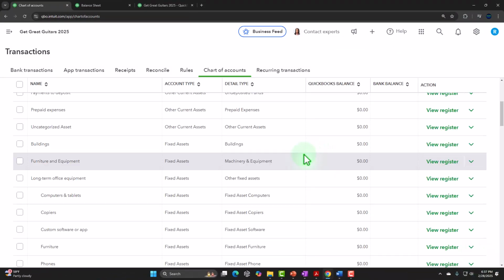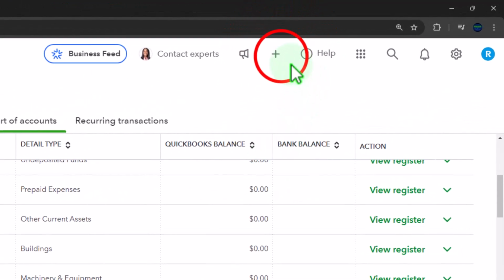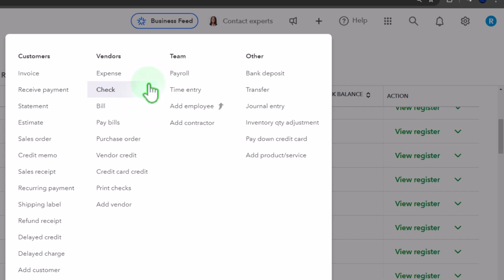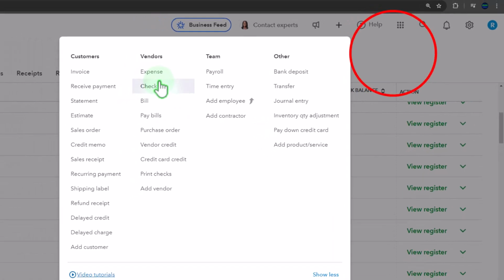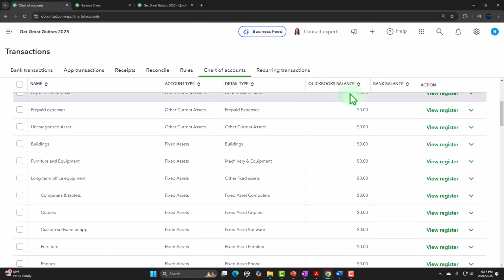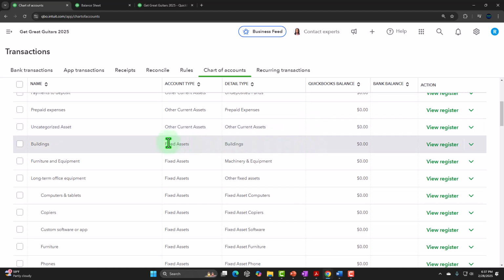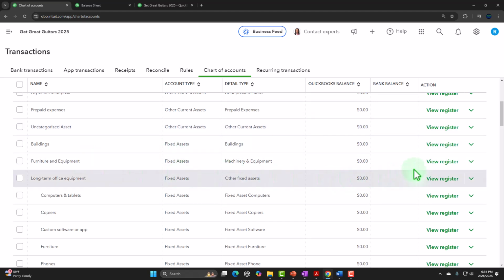Now this one, note there is no form specific to entering furniture and equipment. So what data input form would I use to buy equipment? Usually if I paid cash for it, I'd use an expense or check form. But in this case, I'm not paying cash for it. So what am I going to use? A journal entry.